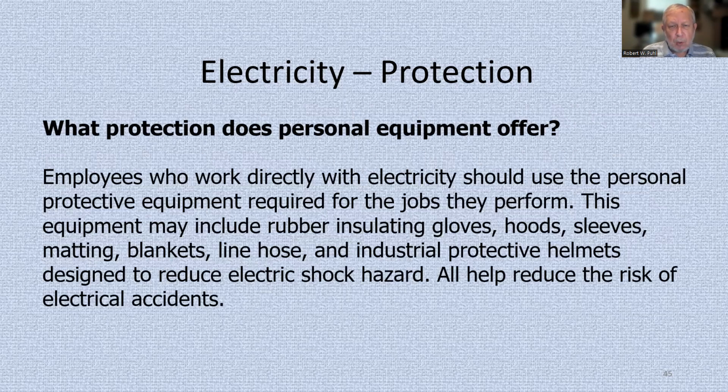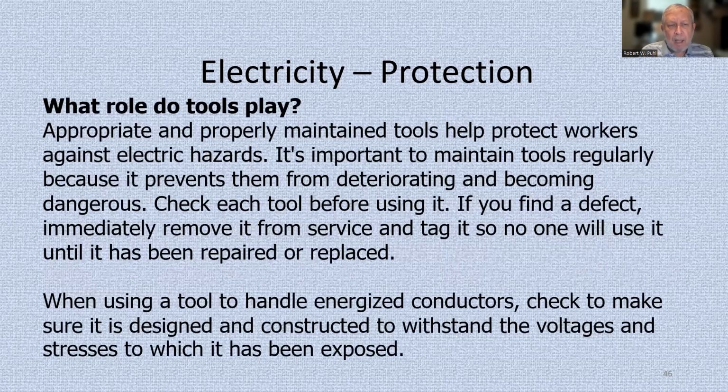What protection does personal equipment offer? Employees who work directly with electricity should use the personal protective equipment required for the jobs they perform. This equipment may include rubber insulating gloves, hoods, sleeves, matting, blankets, line hose, and industrial protective helmets designed to reduce electric shock hazard. All help reduce the risk of electrical accidents. We all know these things as PPE, and they're the last on the hierarchy of controls. Last thing we use.